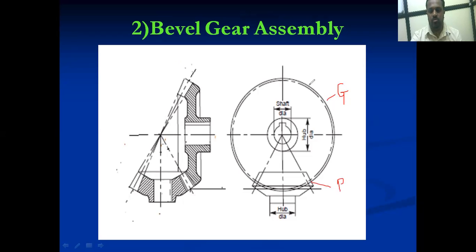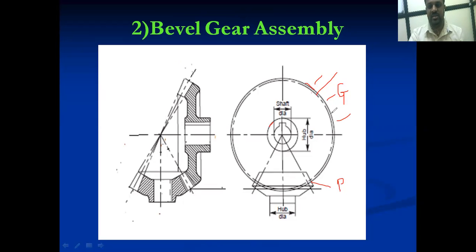This is the topmost circle. This circle indicates the topmost portion of your teeth. This dotted circle will indicate the pitch circle. This is the hub diameter, and this is the shaft location. This is the conventional representation for the gear only.